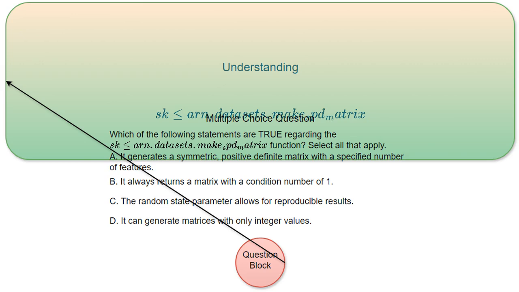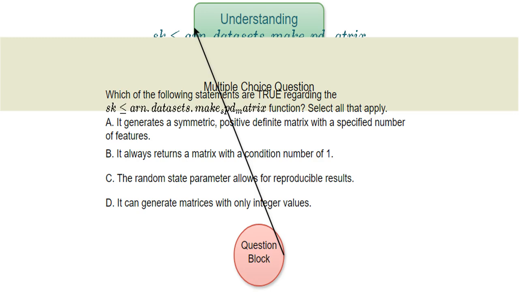I'll help you understand the make_spd_matrix function from the scikit-learn library. It's a tool to create special types of matrices called symmetric, positive definite matrices. We'll explore what that means and how the function works. This is a multiple-choice quiz to test your knowledge of the make_spd_matrix function. Get ready to apply what you know.